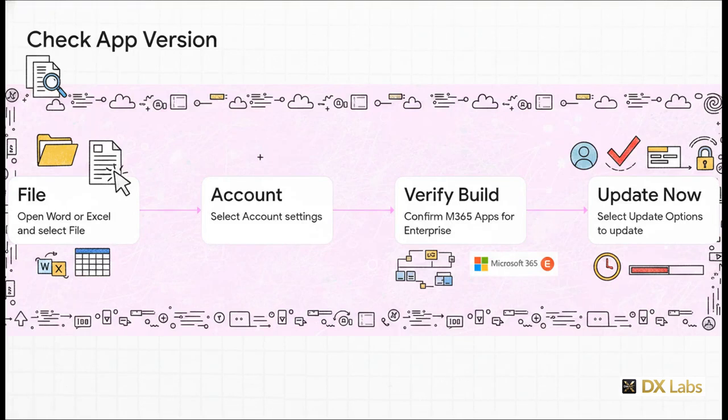Here's a classic exam scenario. Copilot is completely missing from Word. The culprit? 9 times out of 10, they aren't running the Microsoft 365 Apps for enterprise build. You need to know the exact steps a user takes to verify this on their machine. First, they open the app and click File. Second, they click Account. Third, under Product Information, they verify it specifically says Microsoft 365 Apps for Enterprise. And fourth, they click Update Options and select Update Now to force the absolute latest version.